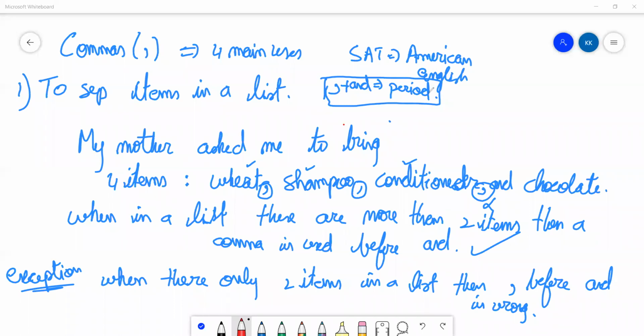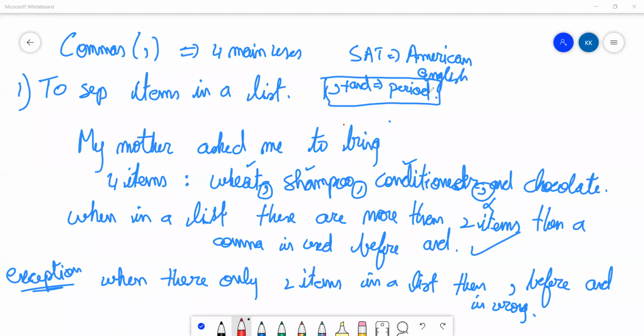Any doubts? Ma'am, if comma plus and equals a full stop, then how is it wheat, shampoo, and conditioner? That's what I told you, because in that context, comma is being used to separate items in a list. So already there are many existing commas there, right? That is why it is valid. Whereas if there are only two things and there is no preceding comma, then a comma plus and will equal a period and it will not make sense. Got it? Understood.